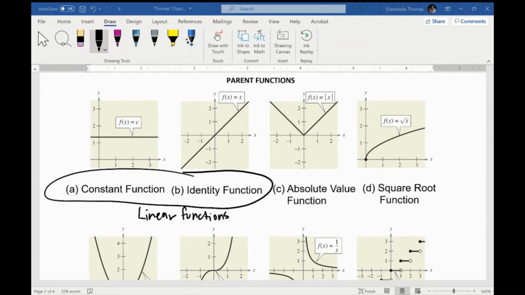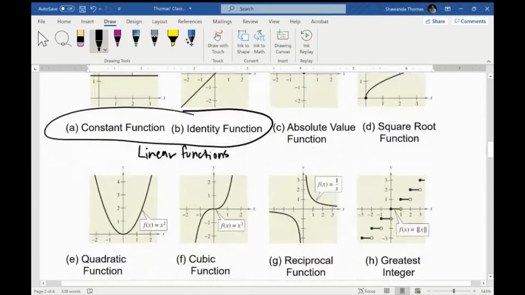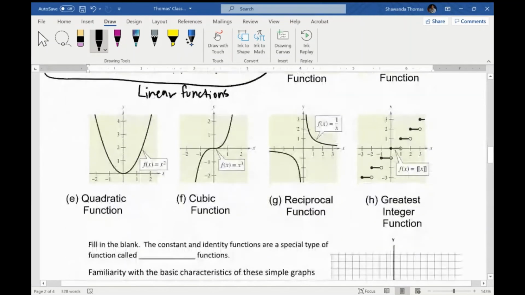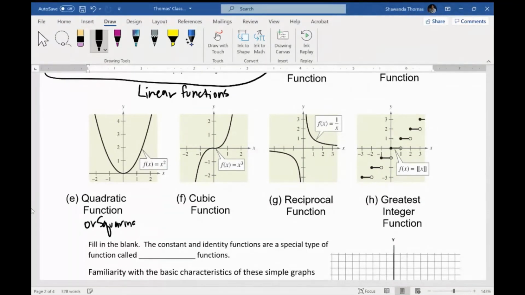A single curve. Okay, I like it. Let's go down to this one. F of x equals x squared. It's called a quadratic function. Sometimes they call it squaring function. I don't use the term squaring function a lot. I use quadratic function a lot more than squaring function. I hardly ever use squaring.